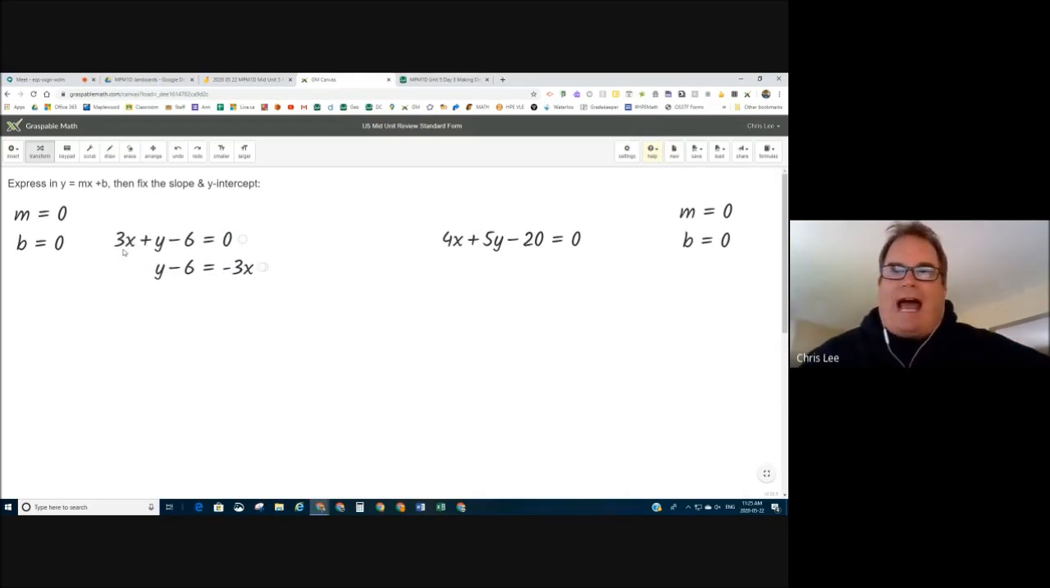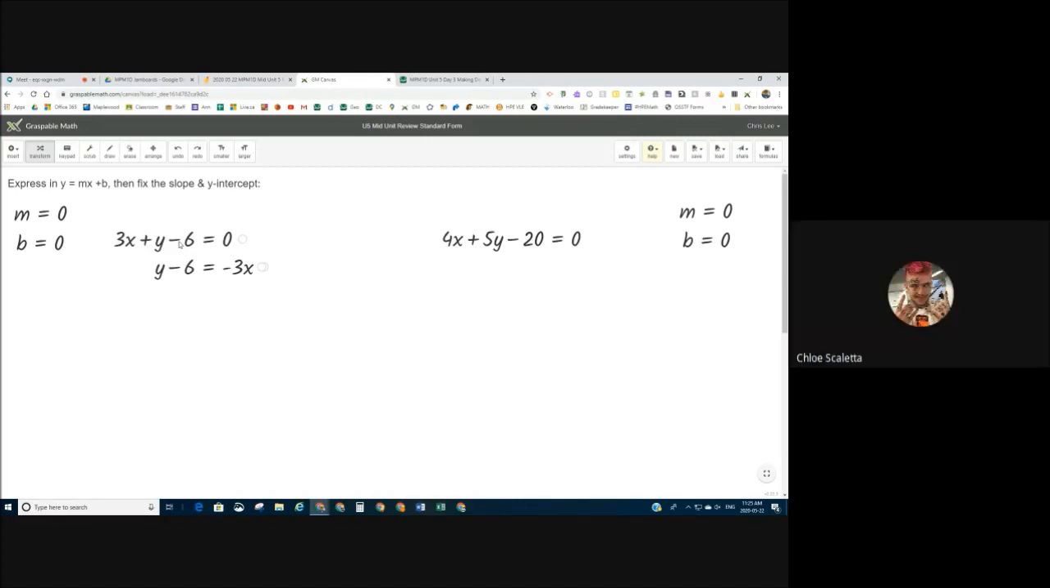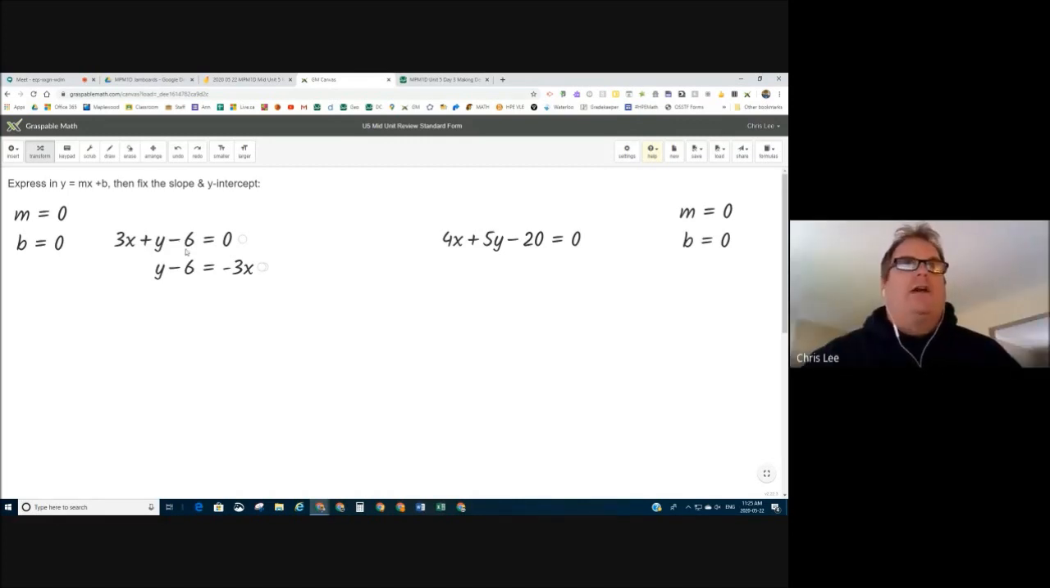The opposite operation to adding 3x is to subtract 3x. What's the opposite operation of minus 6? Plus 6. That's right. And so if I just grab this and drag it over, you will see it does the opposite operation and goes plus 6. Okay? And now this is in y equals mx plus b form. Now we can read off the slope and the y-intercept.